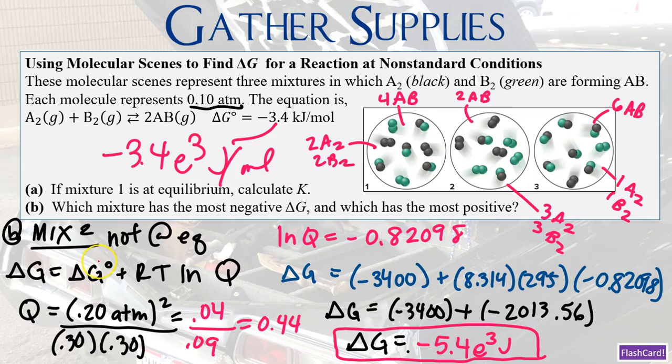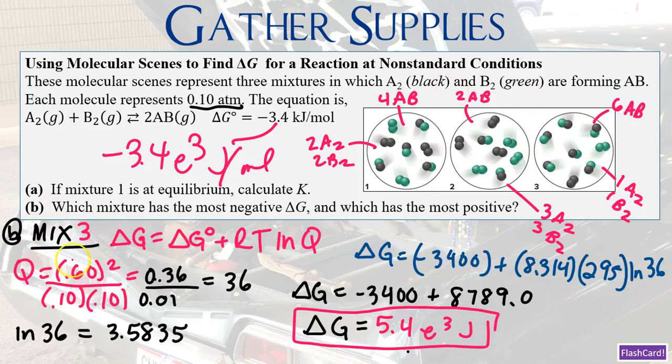Again, we are not at equilibrium, so we must take into account all the molecules that are present for mixture number 3. Again, for mixture 3, we are not at equilibrium, so delta G is going to equal delta G naught plus RT natural log of Q. We're going to get our Q value based on the mixture in the scene that's given.